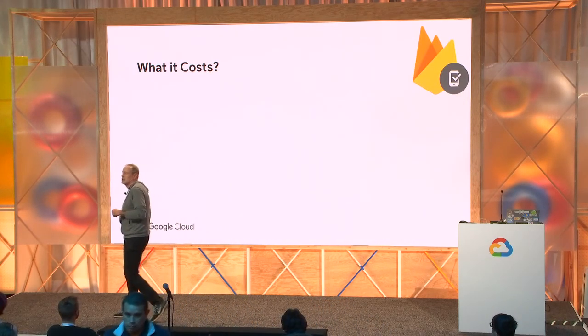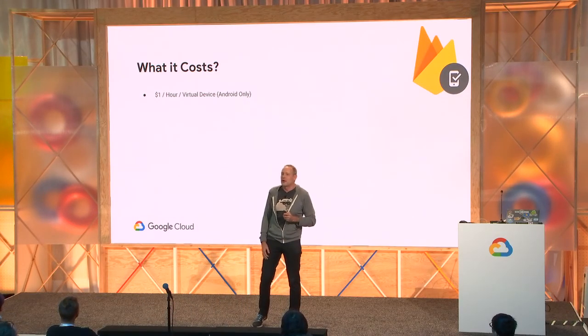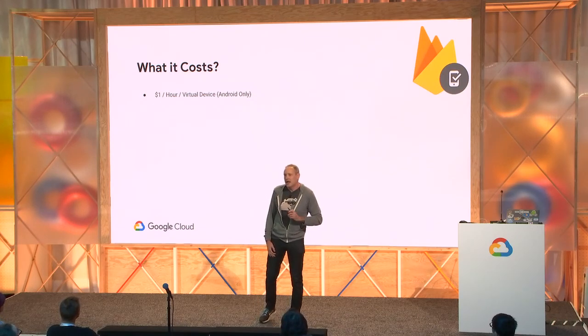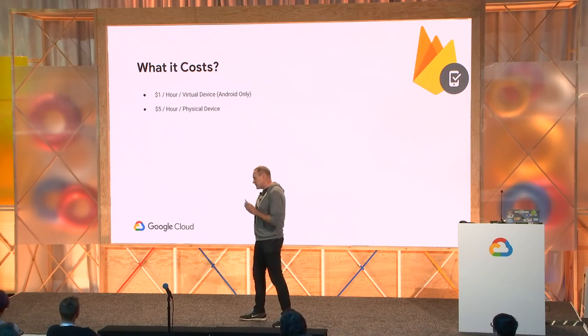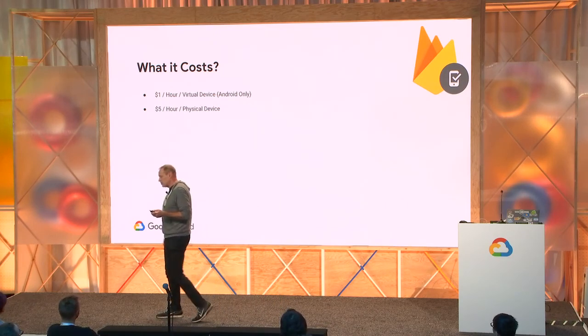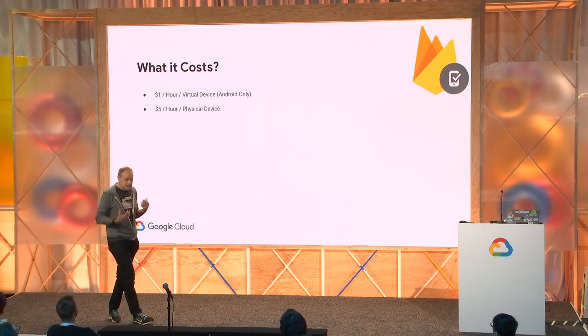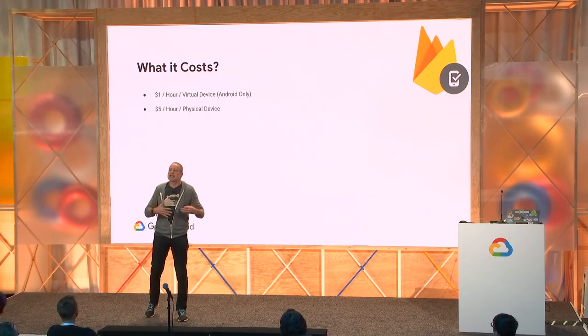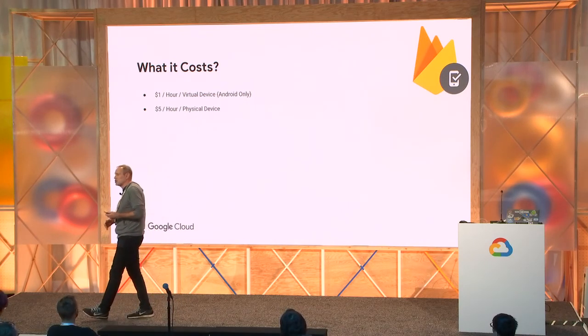All right. So how much does this cost, I hear you ask. Well, we charge you $1 an hour for an Android virtual device, and then $5 an hour for a physical device, iOS or Android. But the key here is we only charge you for as long as your test runs, which means that if your test runs for, say, 5 minutes on a Pixel 2, it'll cost you about 40 cents.